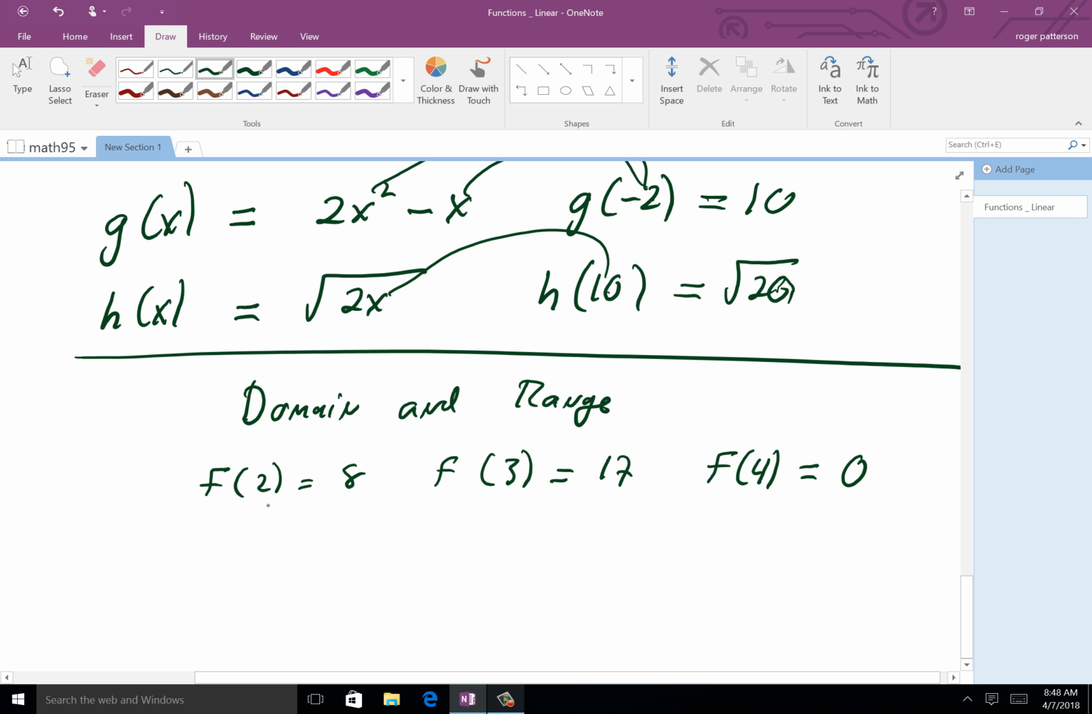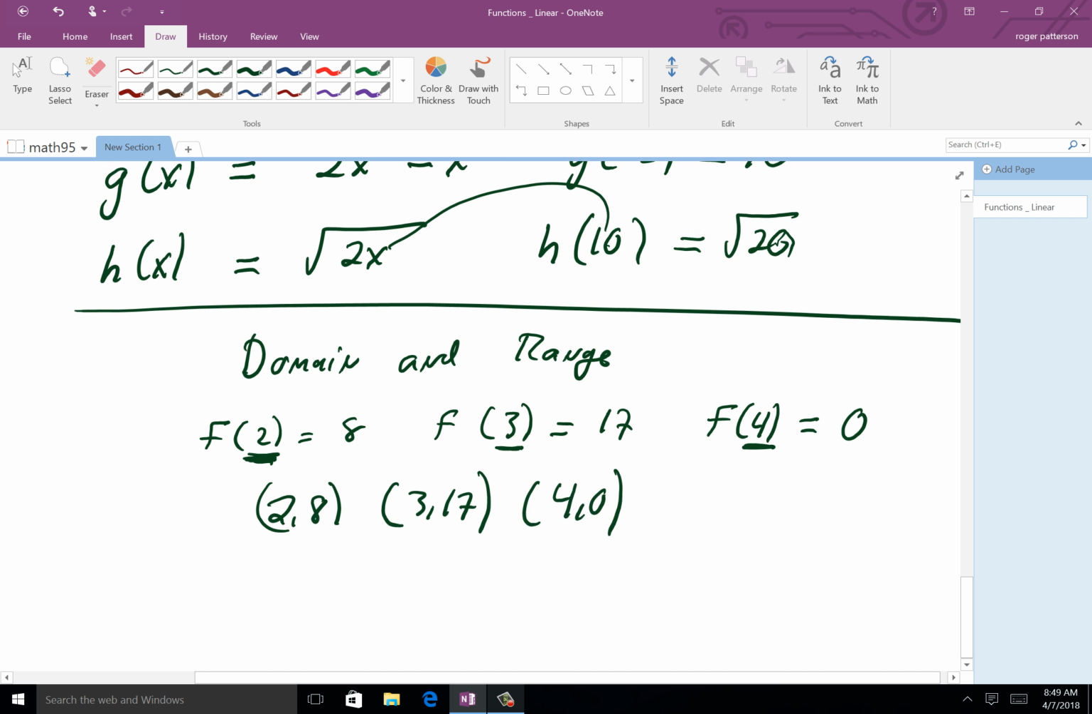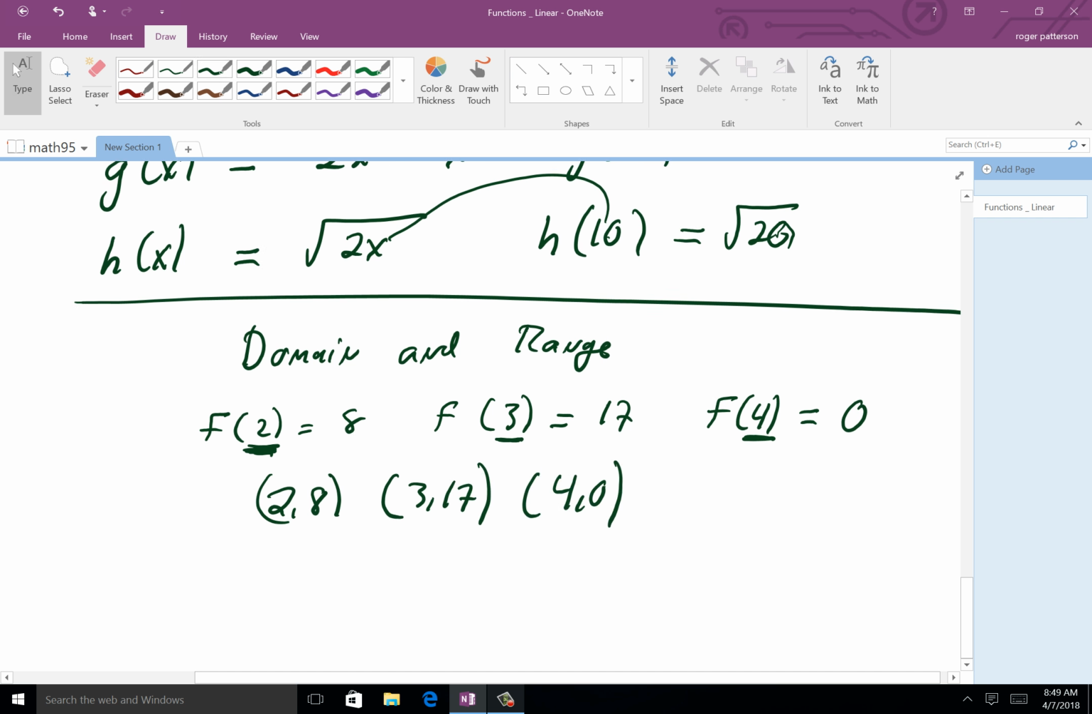So again, this is x. Then I would go 2, 8, that's my ordered pair. 3, 17, that's my ordered pair. 4, 0, that's my ordered pair. The domain is x: 2, 3, 4. Put little squiggly brackets around it. The range is 8, 17, 0. That's all there is to that.